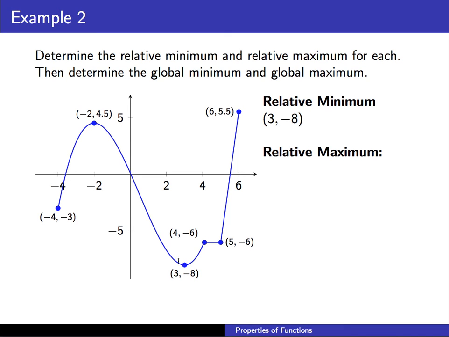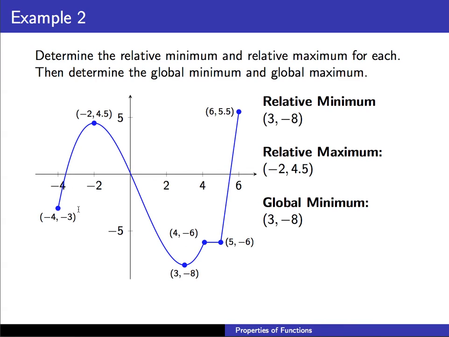Our relative maximum is going to be the top of a hill, so to speak. In this interval here, we have the highest point at (-2, 4.5). So our relative maximum, sort of a top of the hill, is at (-2, 4.5). Globally, our absolute lowest point on this graph also happens to be the point (3, -8). So not only is it a relative minimum, but it's also a global minimum as well.